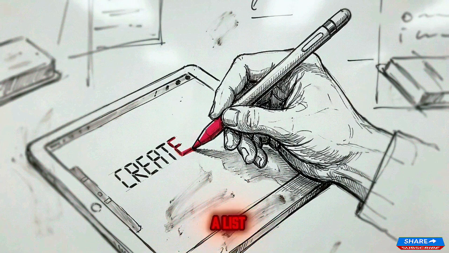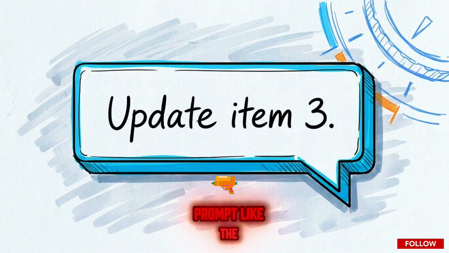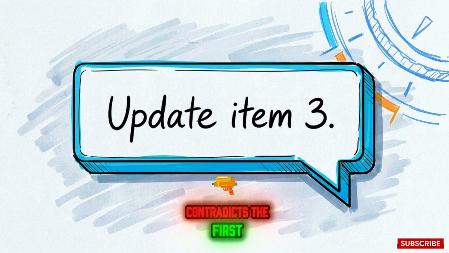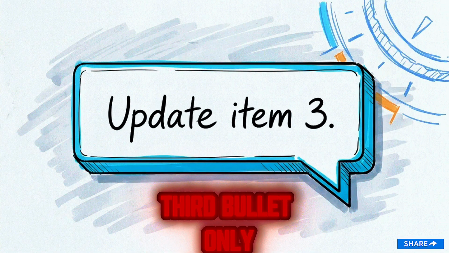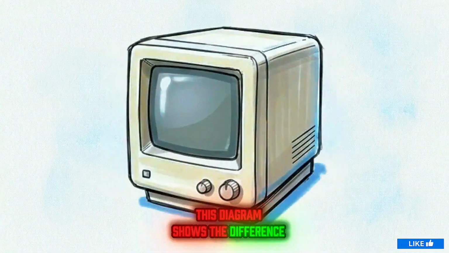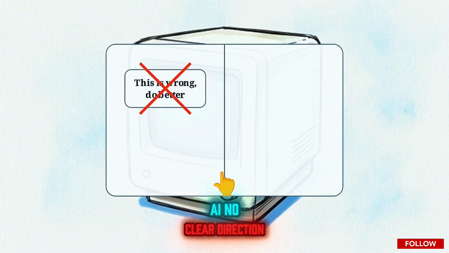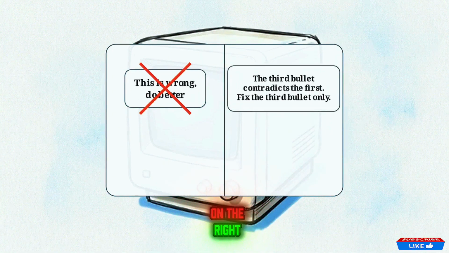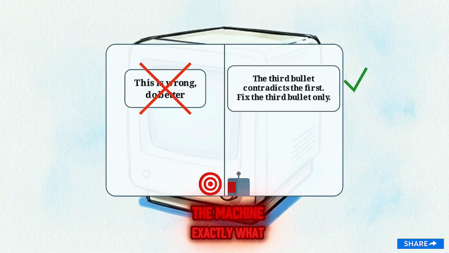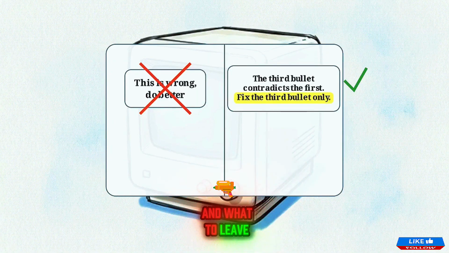If the AI gives you a list, you reply with a prompt like, "The third bullet contradicts the first. Fix the third bullet only." This diagram shows the difference in approach. On the left, a generic complaint gives the AI no clear direction. On the right, the targeted command tells the machine exactly what to change and what to leave alone.